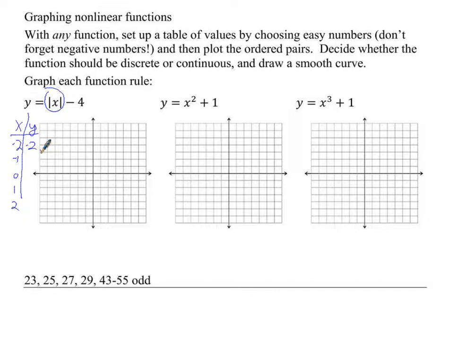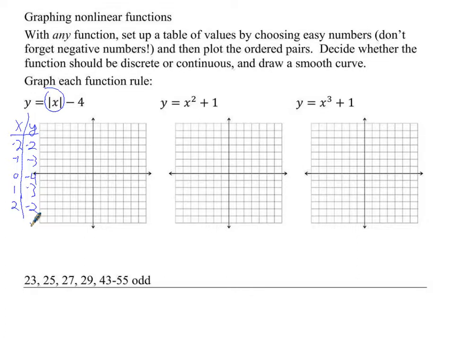Plug -1 in. -1, absolute value of that is 1. And then 1 minus 4 is -3. Then I plug 0 in. The absolute value of 0 is 0. And then 0 minus 4 is -4. And then I plug 1 in. The absolute value of 1 is 1. And then 1 minus 4 is -3 again. And then I plug 2 in, and what do I get? -2. So now I have a bunch of ordered pairs that I can graph.